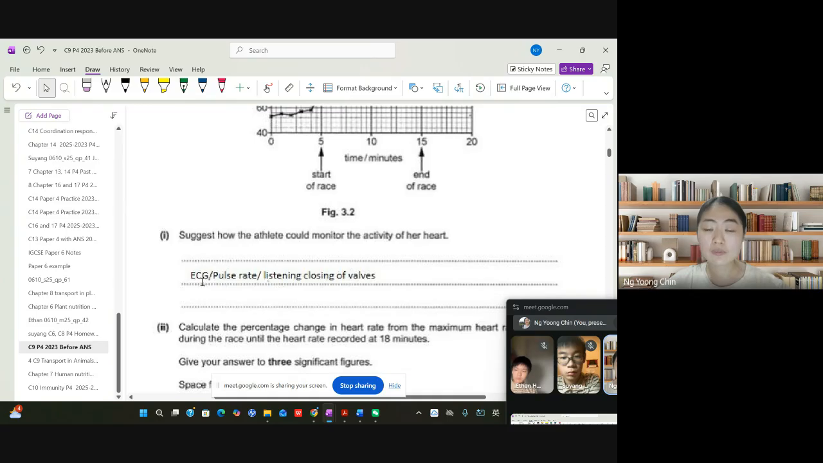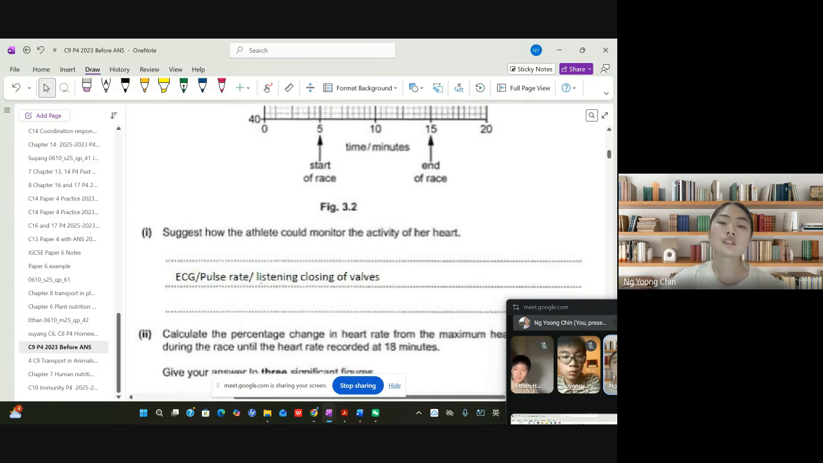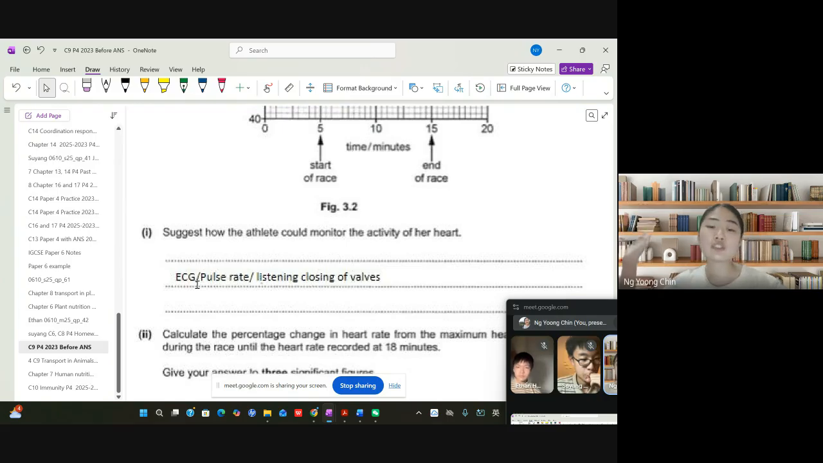Okay, you can use different methods to measure your heart activity. ECG is one of the ways. What does it mean by ECG? Electrocardiogram. But in the short form, you can write ECG. It's okay, you don't need to write the full name. Just write ECG, you can get the mark.